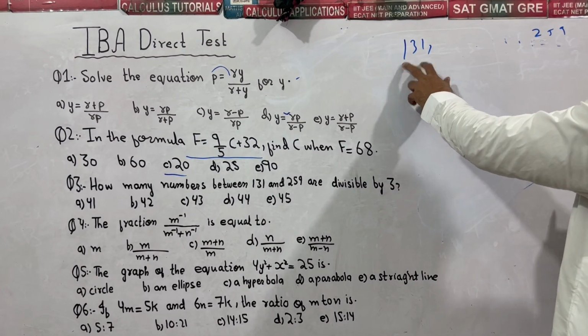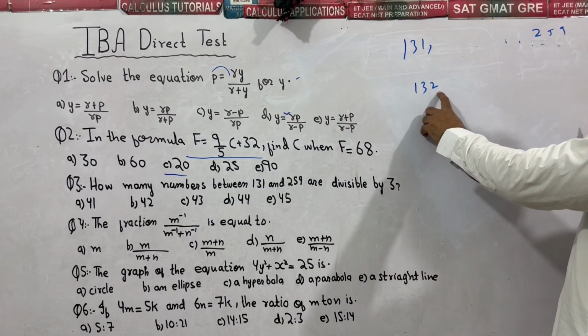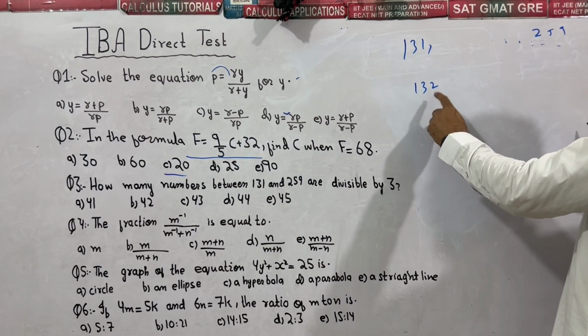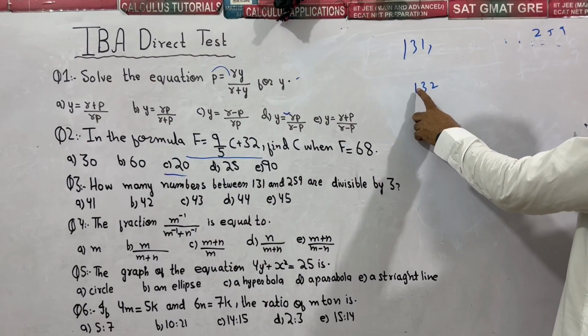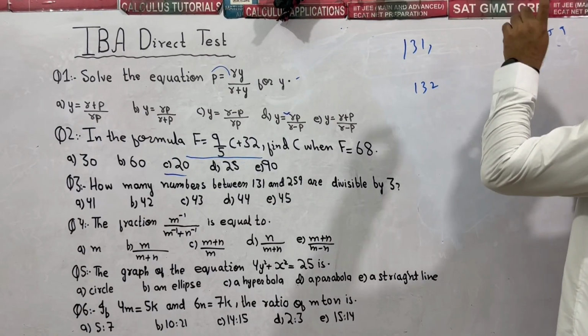In between, 131 is not divisible by 3. 132 is. If the sum of all the digits is divisible by 3, then the number is divisible by 3. 1 plus 3 is 4, 4 plus 2 is 6. 6 is divisible by 3. This number is also divisible by 3.